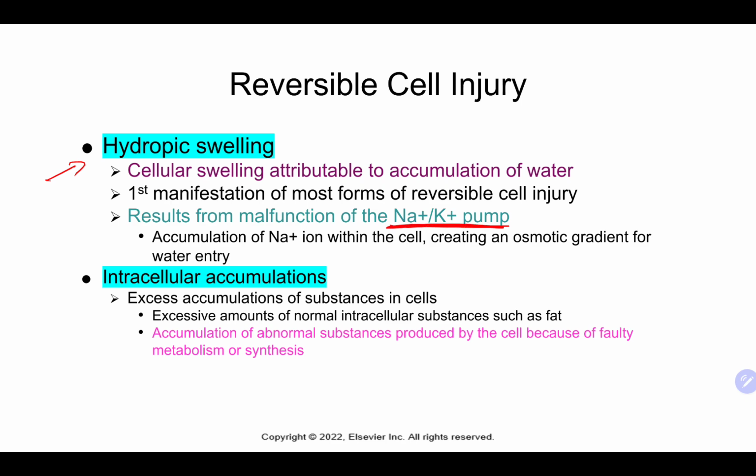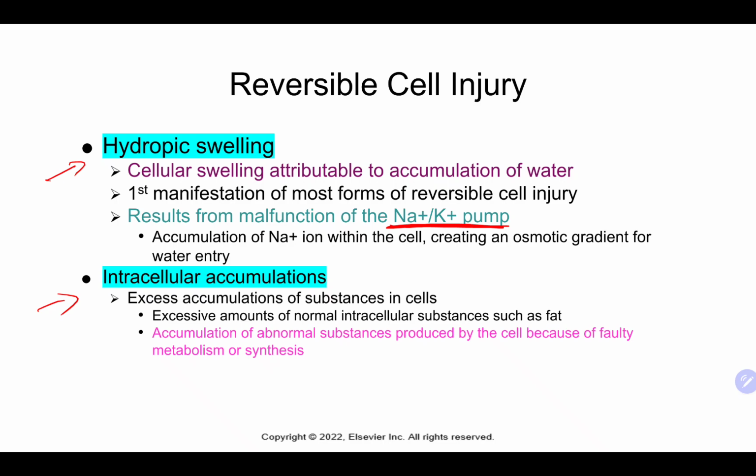Now remember, that sodium-potassium pump requires ATP. But if there's no ATP, it will result in sodium accumulating inside the cell, and wherever there's sodium, water is going to want to follow. So water is going to follow and rush into the cell, and the cell is going to swell up. However, it is reversible. Another type of reversible cell injury is intracellular accumulations.